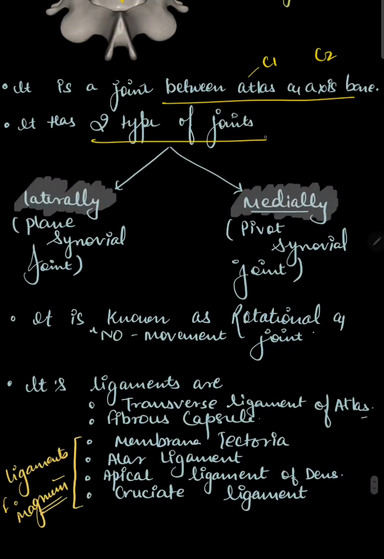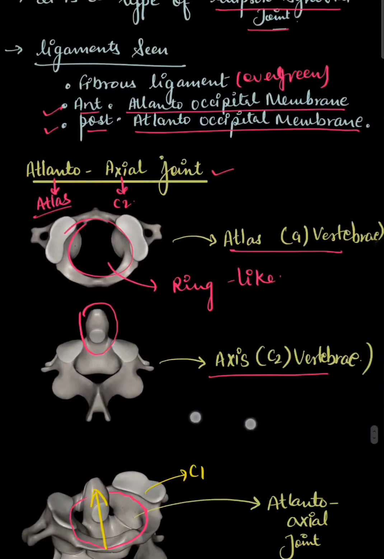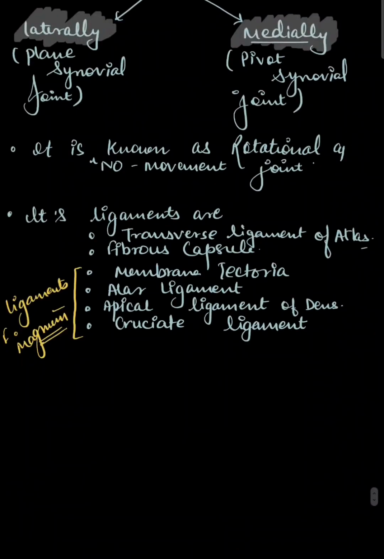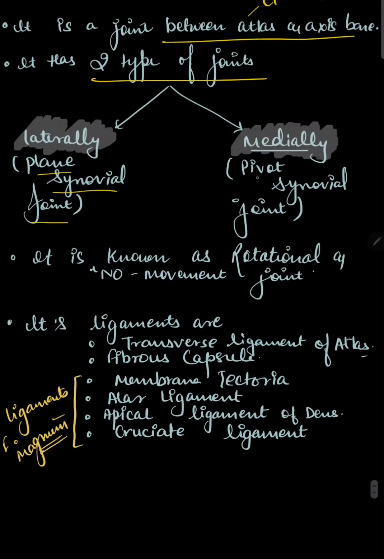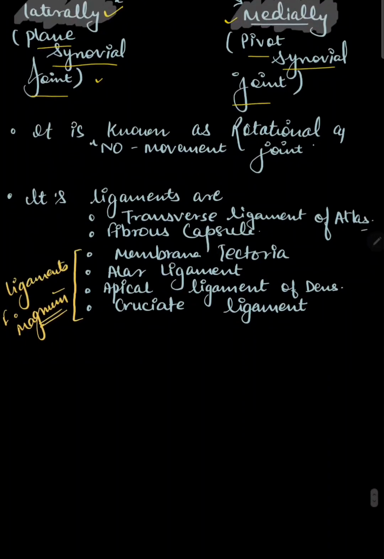Then we have two types of joints further. Basically this atlanto-axial joint which we see here, two types of synovial joints are seen here. It is the plain synovial joint and the pivot synovial joint. If you see laterally, it is the plain synovial type of joint, and medially it is a pivot synovial joint. Now moving ahead, it is also said to be a no movement or a rotational joint. Whenever we say no, we go left to right and then right to left. That is what we call a rotational or a no movement. It is happening because of this particular joint.